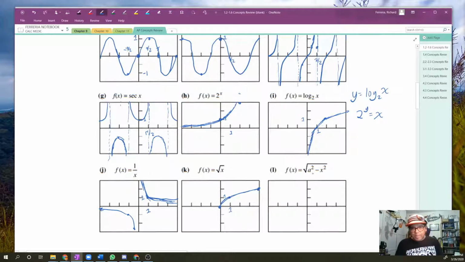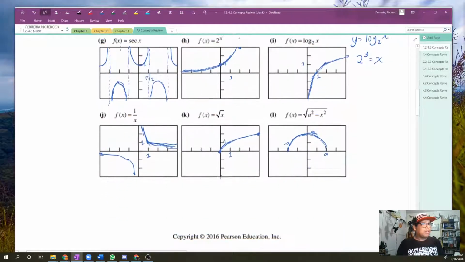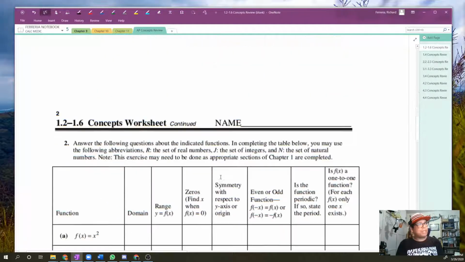And finally, this last one, the square root of a squared minus x squared. If you recognize that as a circle, then you, my friend, are well on your way to success. This is going to be the top half of the circle because it's a positive square root. And it's not going to actually look, oh, no, that's kind of looking like a circle. There we go, more or less. So that takes care of all of the functions, if I remember this correctly. Yeah, that's all of our functions. Let's see what comes next.